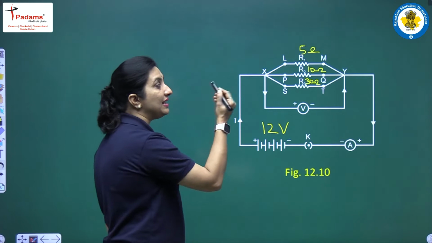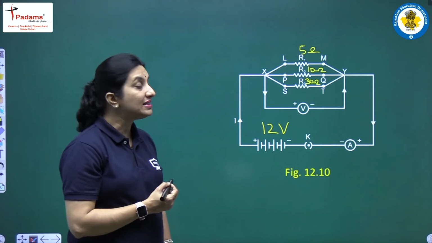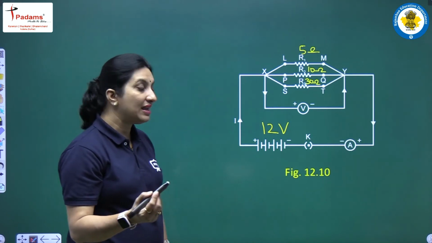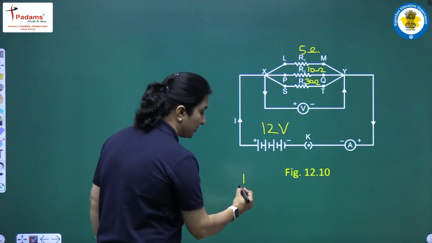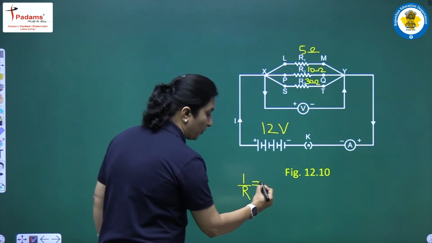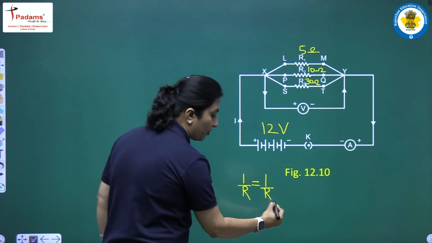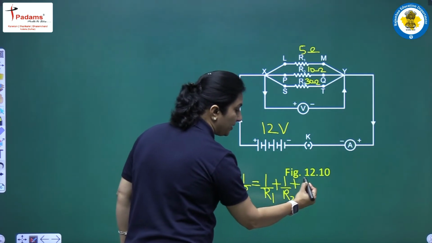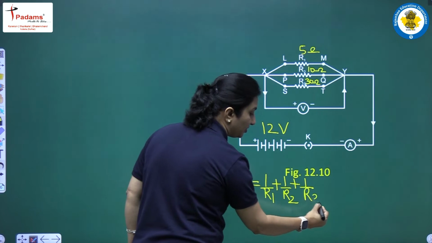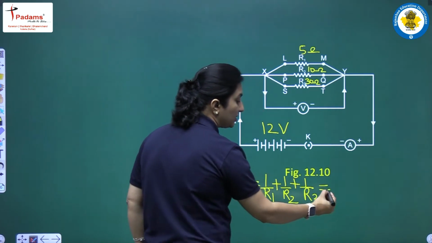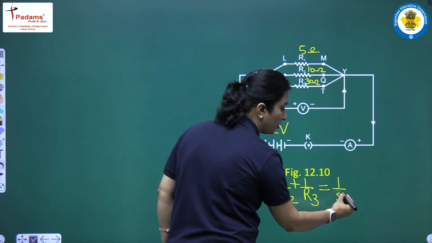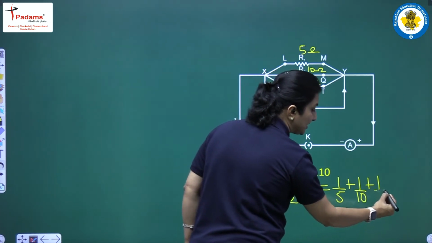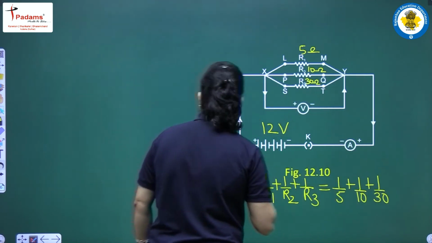Now students, in order to calculate the equivalent resistance, we will take the formula for resistances connected in parallel, and the formula is 1 upon R is equal to 1 upon R1 plus 1 upon R2 plus 1 upon R3. So I will substitute the values. The first resistance is 5 ohms, the second resistance is 10 ohms and the third resistance is 30 ohms.